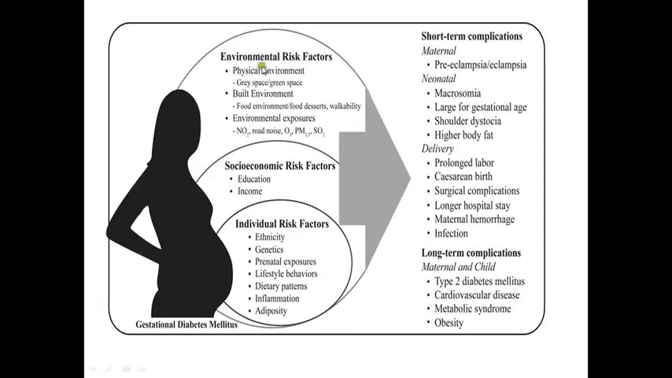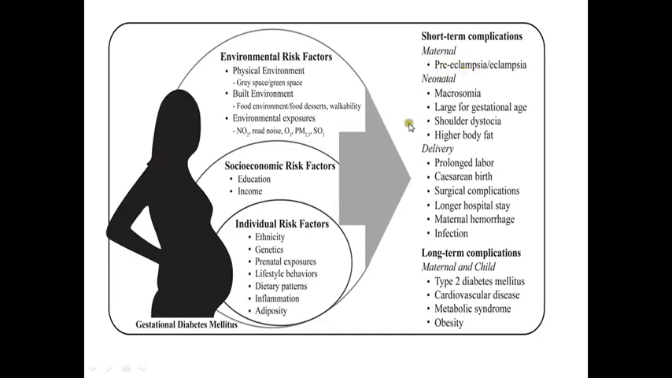So there are several risk factors, environmental, socioeconomic, and individual, which play a very important role in the development of GDM. And all these risk factors along with GDM can lead to several complications. The short-term maternal complications are preeclampsia and eclampsia. So she can develop hypertension, proteinuria, and fits, all because of GDM, uncontrolled diabetes during pregnancy.